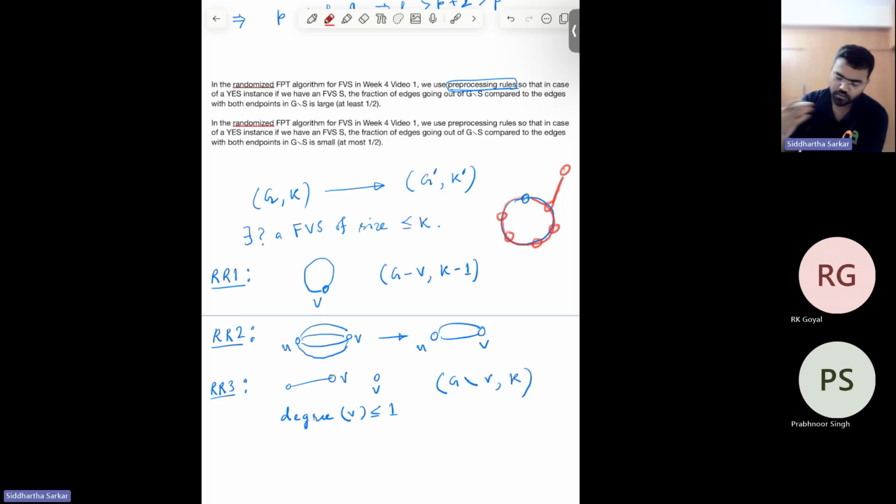So therefore, if you have a vertex whose degree is at most 1, then that vertex is irrelevant for the purpose of computing the FVS. This rule, that's why, is not changing the budget, because the budget will change only when you make a decision about inclusion of a vertex into your FVS.